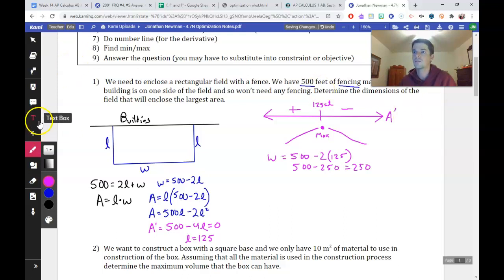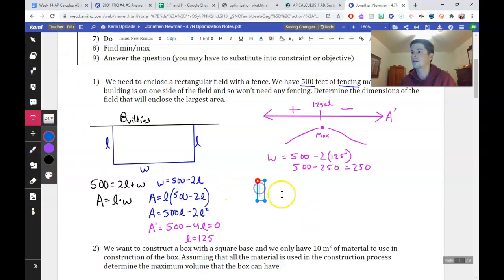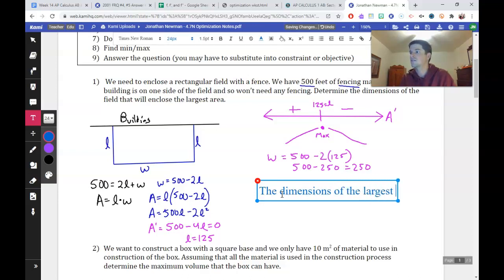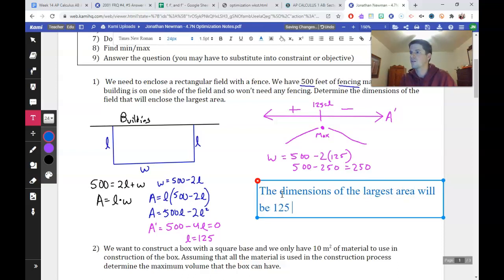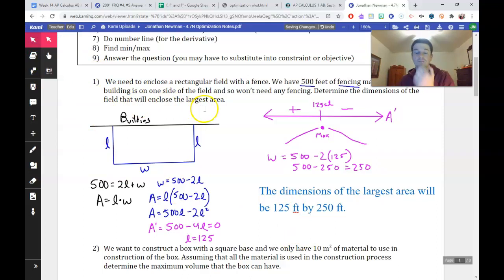So I want to write something such as this. The dimensions of the largest area will be 125 by 250. And let's include units because you always want to do that. So 125 feet by 250 feet. We answered the question. We're good. Let's go on to the next one.